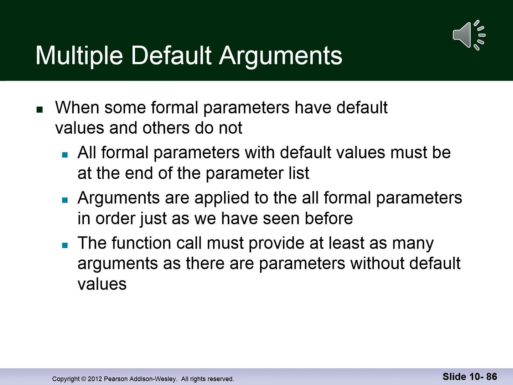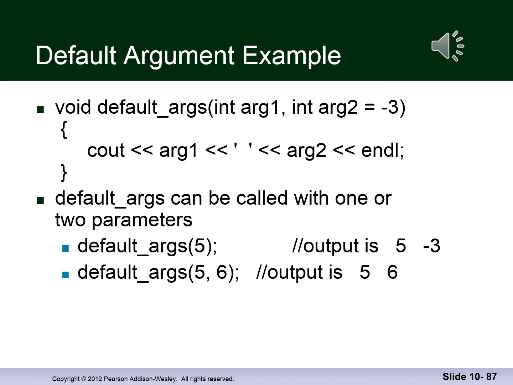Here's a coded example of a very simple void function called defaultArgs. And it has two formal parameters. They are both integers, but the second is set to -3. It just simply outputs via cout arg1, a space, and then arg2.